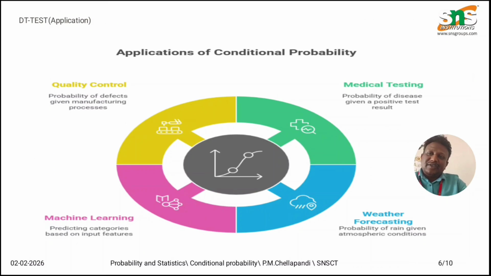Let's come to applications of conditional probability. Conditional probability is applied in many places. The first one is quality control: the probability of defects given the manufacturing process. Then medical testing: we use probability of disease given positive test results. In machine learning, we use probability to predict categories based on input features. In weather forecasting, we use probability to predict rain given atmospheric conditions, right?